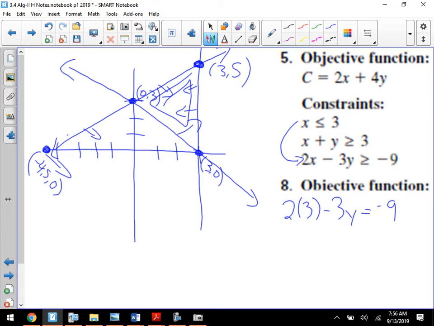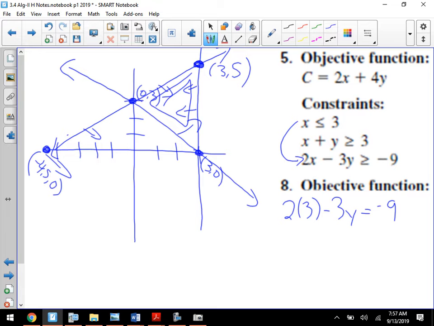I keep saying bounded region. Do our regions need to be bounded? No, they don't, because you could have an open-ended region, which means if it's opening upward, you'd have no top, no ceiling, no maximum. Same thing with the floor. There's no bottom to it. You could have no minimum. It's completely, totally possible, depending upon the problem itself.